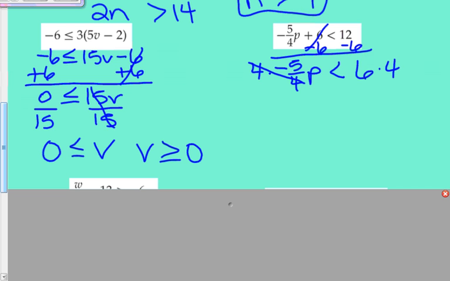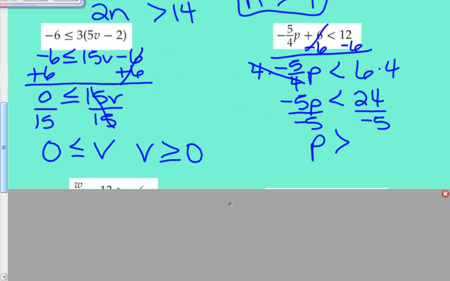The 4's cancel, leaving negative 5p less than 24. Then you get rid of your negative 5 by dividing it. And that's when I move my negative across, so my symbol flips. P is left, and I have 24 divided by negative 5.